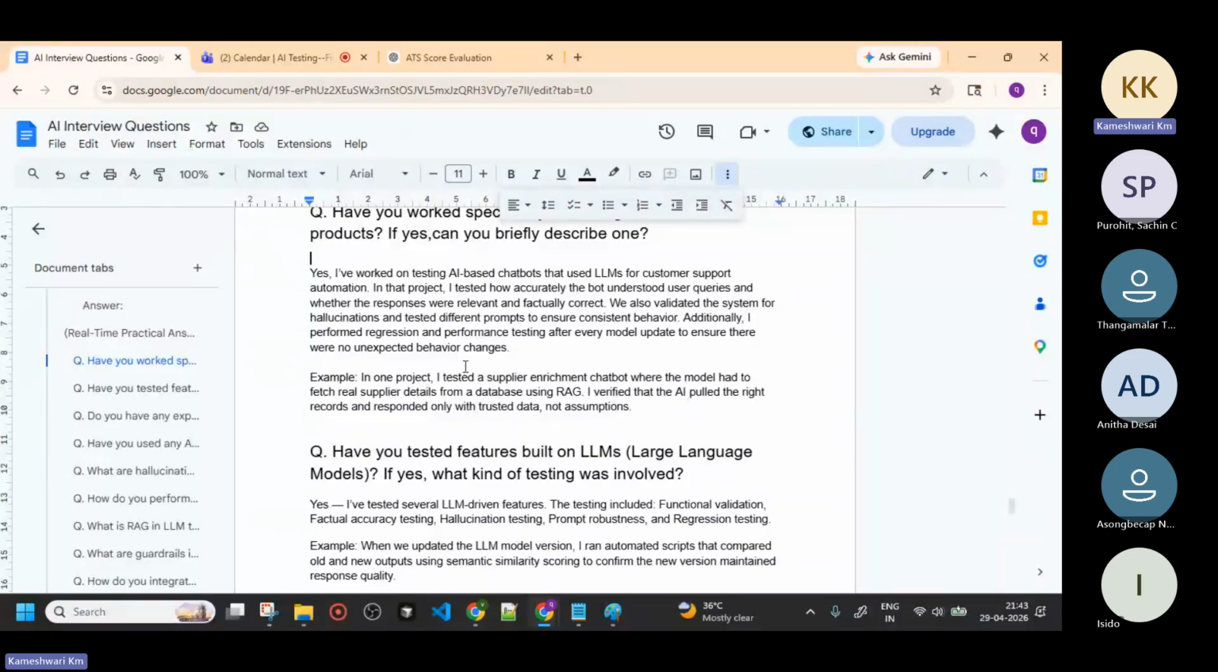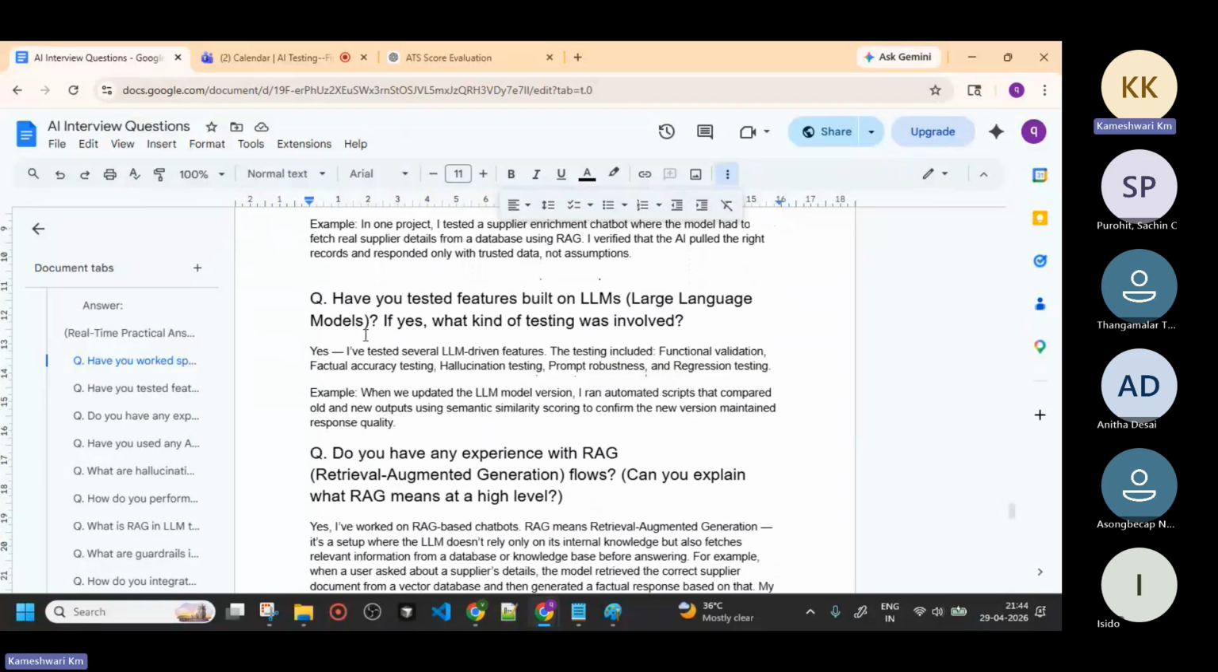For example, in one project, I tested a supplier enrichment chatbot where the model has to fetch real supplier data from a database using RAG. I verified that the AI pulled the right records and responded only with trusted data, not assumptions. What I did is chatbot validation: we took one query and checked it against the database, which is the RAG database. We cross-checked whether it was there or not and verified it.